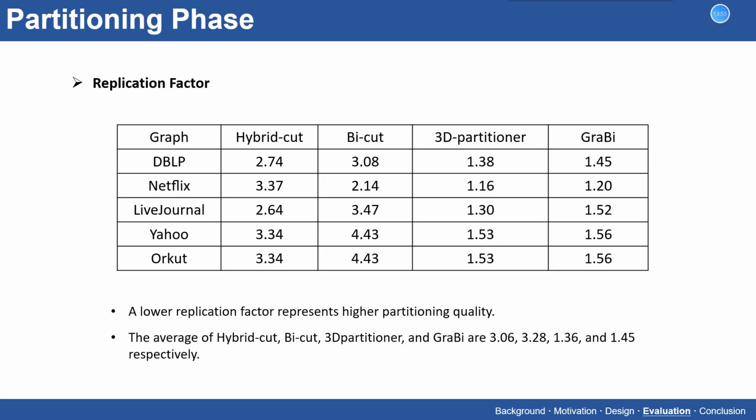Next, we'll break down the performance into the graph partitioning phase and the graph computing phase respectively. Let's see the performance in the graph partitioning phase first. This table shows the replication factors achieved by the 4 partitioning frameworks. Overall speaking, the average replication factors achieved by HybridCat, BCat, 3D partitioner, and GraBi are 3.06, 3.28, 1.36, and 1.45 respectively. As we can see, due to the vertical partitioning stage, the replication factors of GraBi and 3D partitioner are much lower than that of HybridCat and BCat.